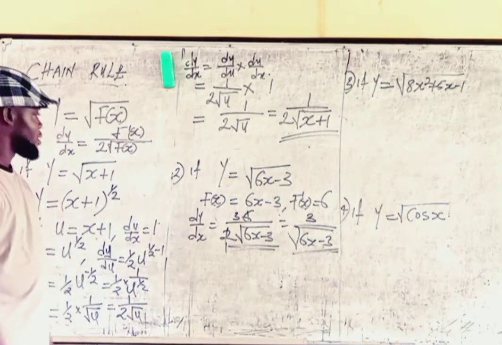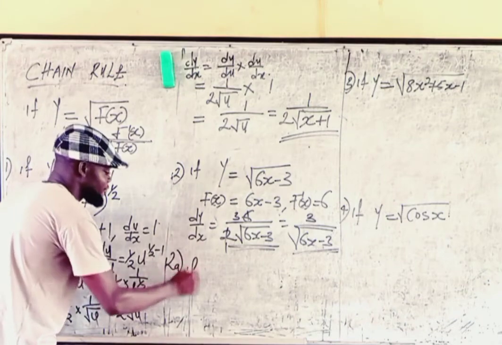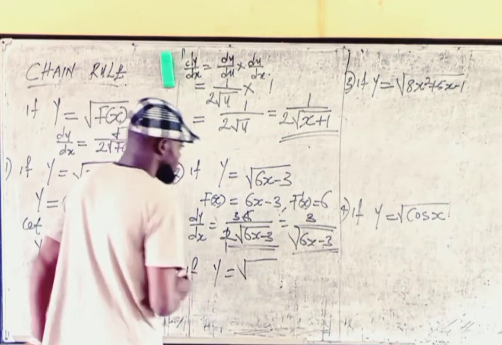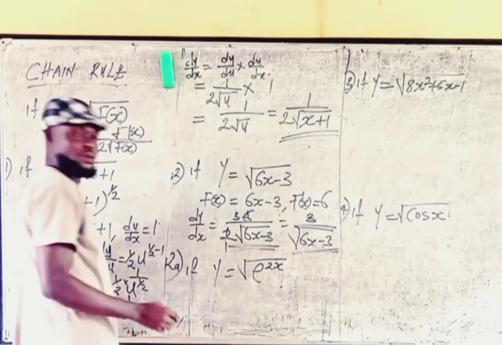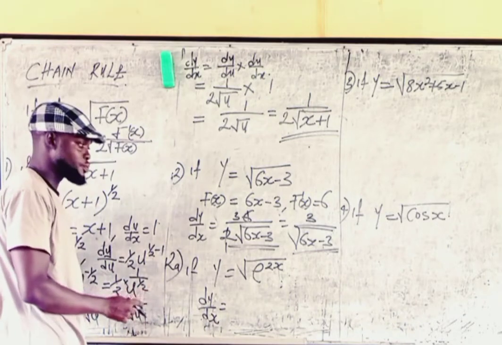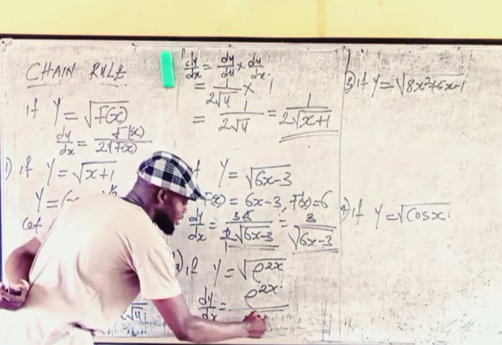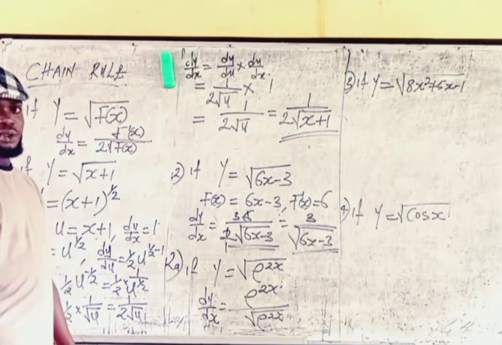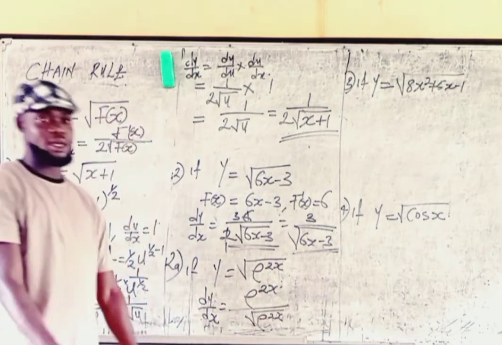Let's say question 2a. I want you to do this now. If y is equal to the square root of exponential 2x, you know that dy/dx will be equal to exponential 2x all over the root of exponential 2x. You can also use surds to rationalize everything, so that the final answer will be exponential 2x root exponential 2x all over exponential 2x.